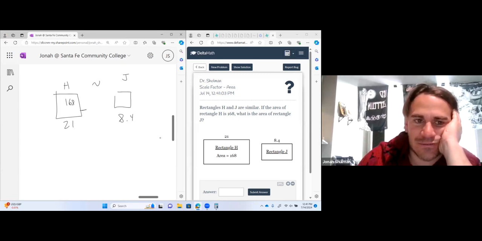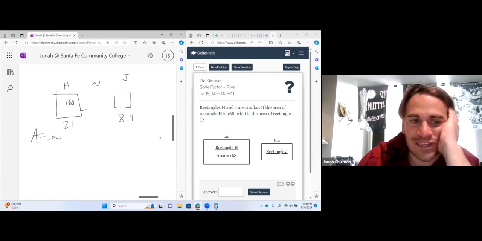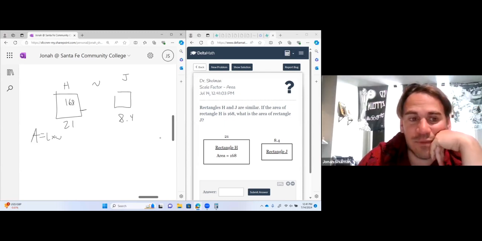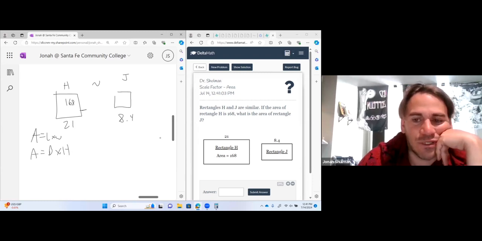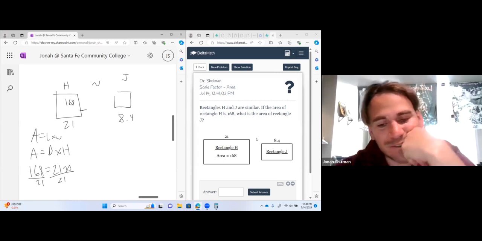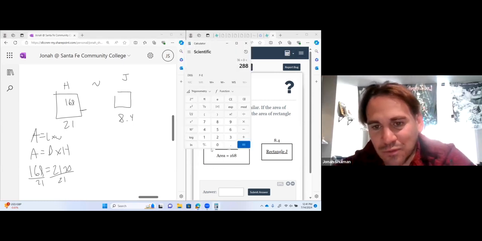Area is length times width, right? Or side times the other side, or base times height. As long as it forms a right angle, you're good. So we know it's going to be 168 equals 21 times x. You can go the other way, but I'd rather get the other side. Let's divide this by 21. We know it goes in, so it should be nice and pretty. 168 divided by 21, we got 8.